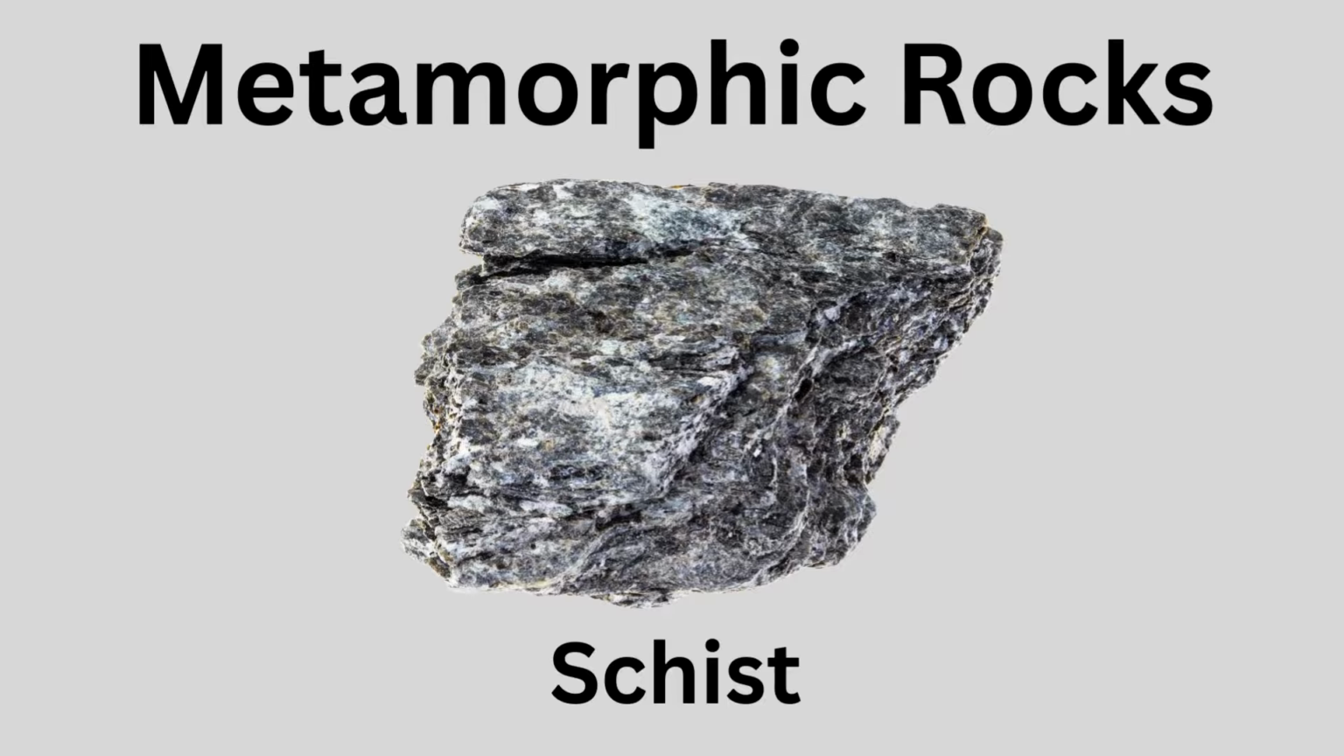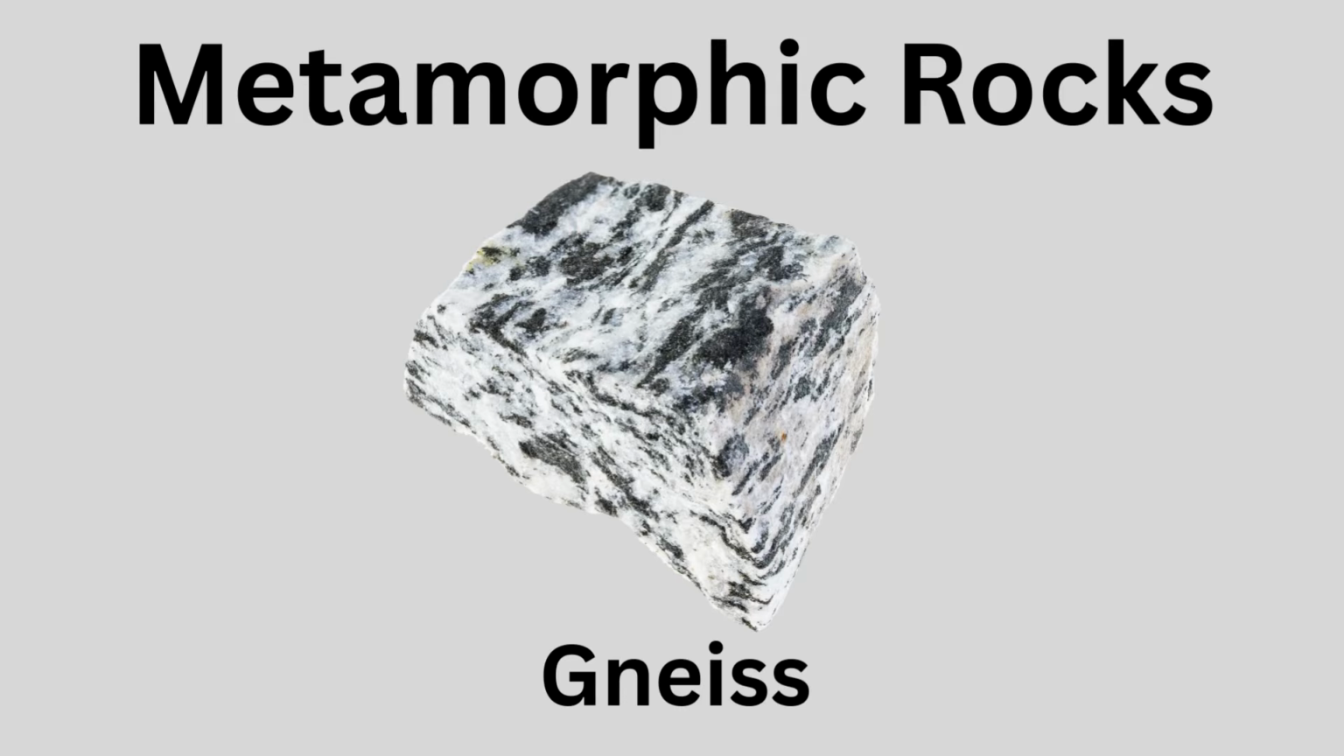It often contains index minerals such as garnet. These minerals help geologists estimate metamorphic conditions. At the highest grades of regional metamorphism, gneiss forms. Gneiss exhibits alternating bands of light and dark minerals, reflecting mineral segregation under intense heat and pressure. Despite significant alteration, gneiss often preserves chemical evidence of its original protolith.